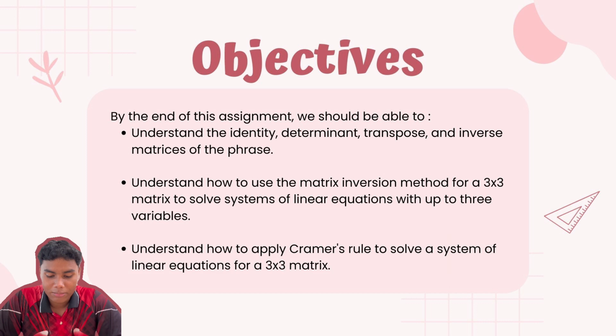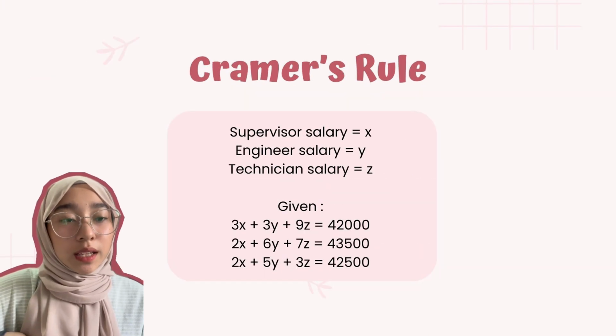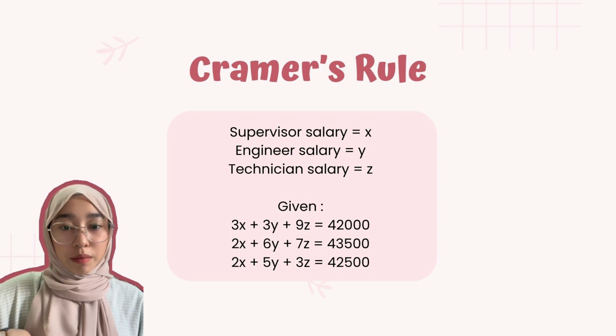By the end of the assignment, we should be able to understand the identity, determinant, transpose, and inverse matrix of the phrase. Next, understand how to use the matrix inversion method for a 3x3 matrix to solve system of linear equations with up to 3 variables. And lastly, we can understand how to apply Cramer's rule to solve a system of linear equation for a 3x3 matrix. So the first method that we will be using is the Cramer's rule.